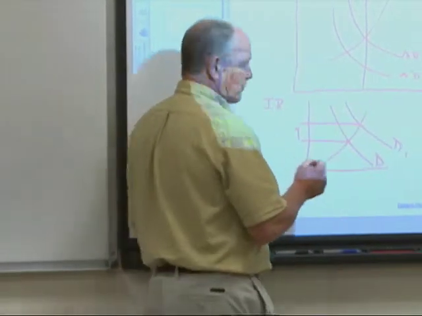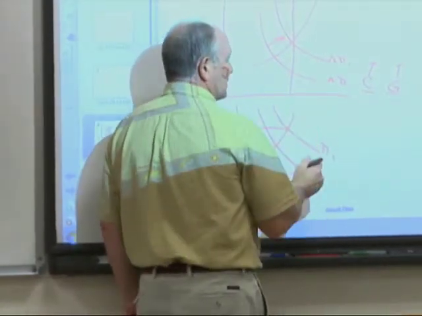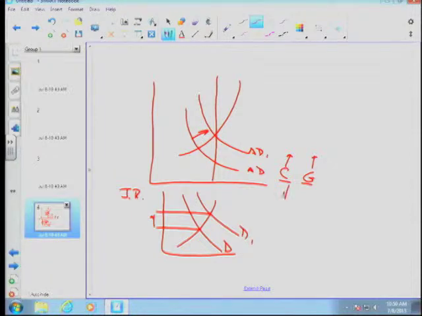As interest rates rise, remember, government's trying to push it out, but as interest rates rise, consumer borrowing and spending falls. That's an offset. In addition, as interest rates rise, we know that business investment falls. Another offset.